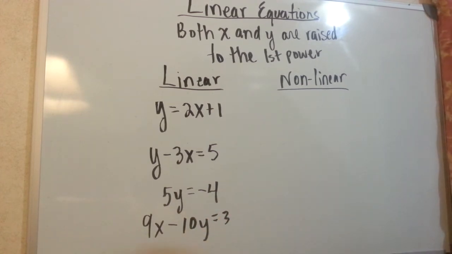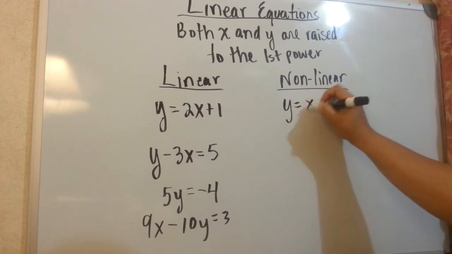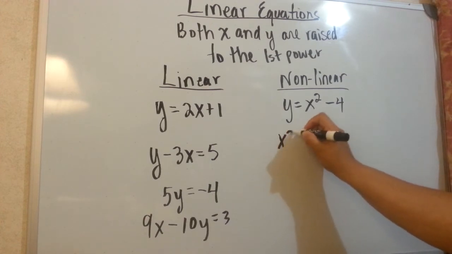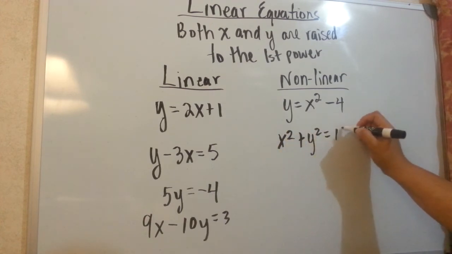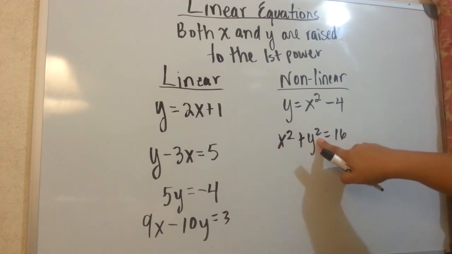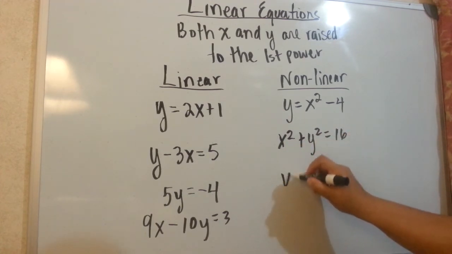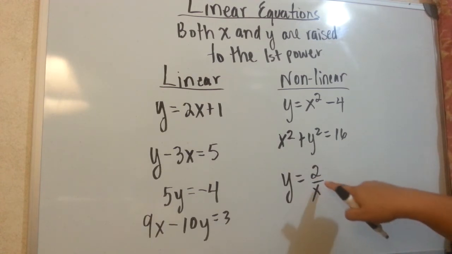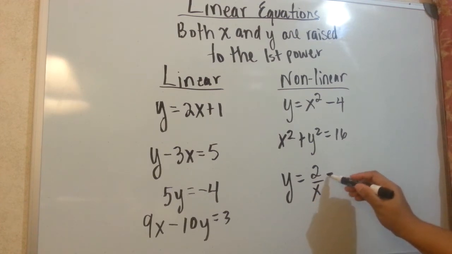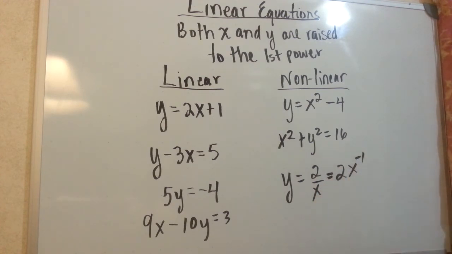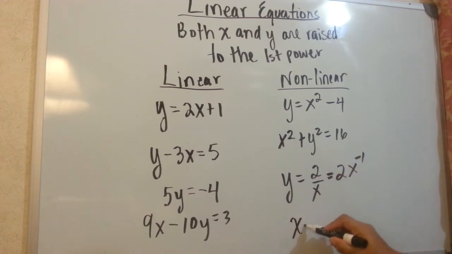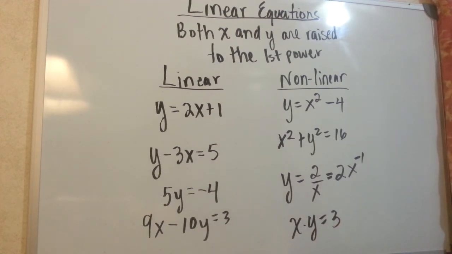All of those are linear, and nonlinear examples would be y equals x squared minus 4. See, x is not raised to the first power. Or maybe x squared plus y squared equals 16. They're both raised to the second power, so it's not linear. Or y equals 2 over x. When you have a variable in the denominator, you can rewrite it as 2x to the negative 1. So you see this x is not raised to the first power when it's in the denominator. Or xy equals 3, because the x and the y are being multiplied. So it's not linear.